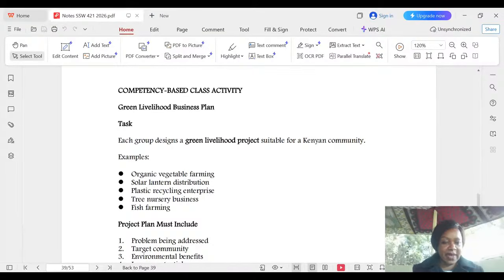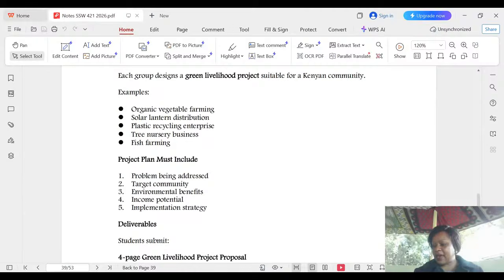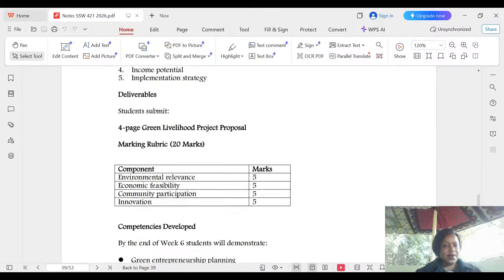The project plan must include the following. The problem that is being addressed. The target community, the community that you're targeting. You need to be specific about that. The environmental benefits of the project, the income potential, what is it that they're going to gain from the project, and the implementation strategy. So what you'll deliver is a 4-page green livelihood project proposal. All right, very simple. And I've put the marking rubric there. So in the next class, we'll have these presentations.